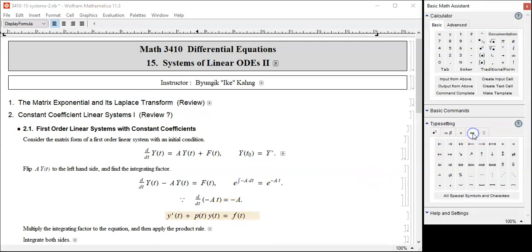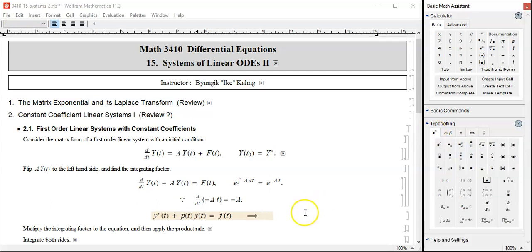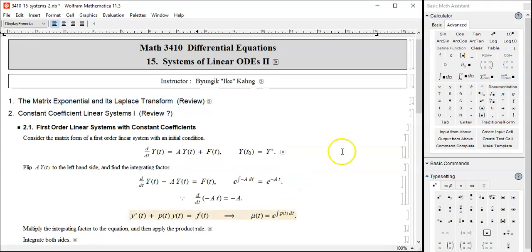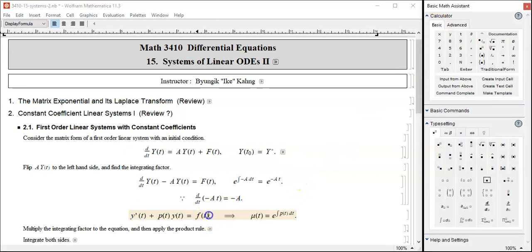If you have this kind of equation, then we get the integrating factor e to the antiderivative of this coefficient function. So we had this. And we multiplied this integrating factor to each term here, and then it turned out the left-hand side can be combined into a single derivative by applying the product rule backward.